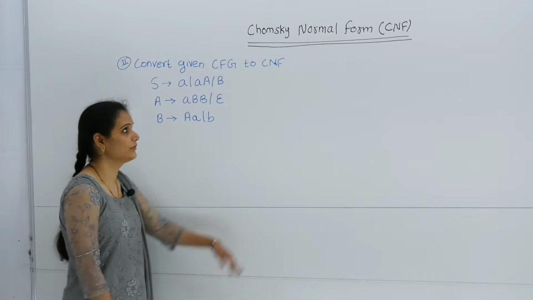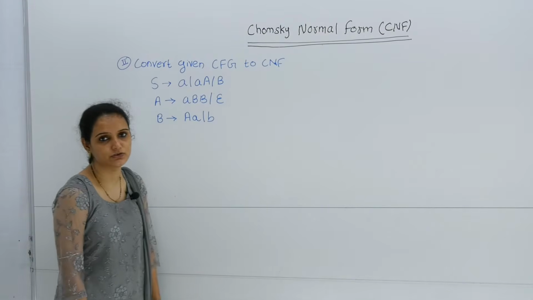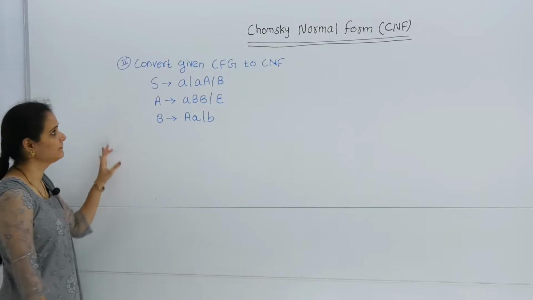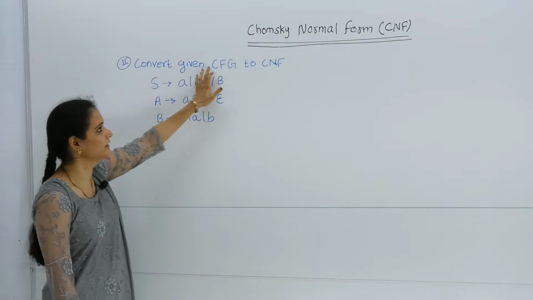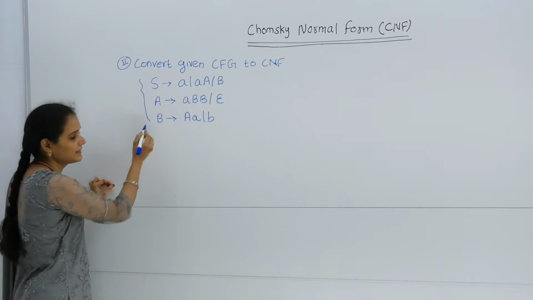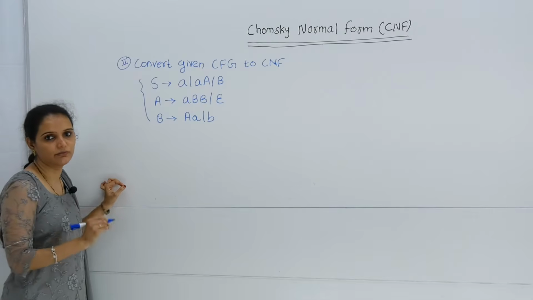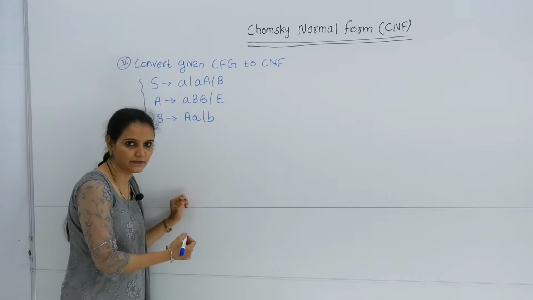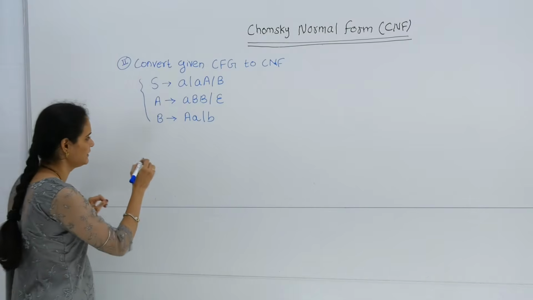In the previous video we started with the CNF, that is Chomsky normal form. So it is about our second example. The example is like this: convert the given CFG to CNF. So here a context free grammar is given and the question is to convert that into the CNF. In the previous example we have seen the 4 steps of how to convert CFG into CNF.